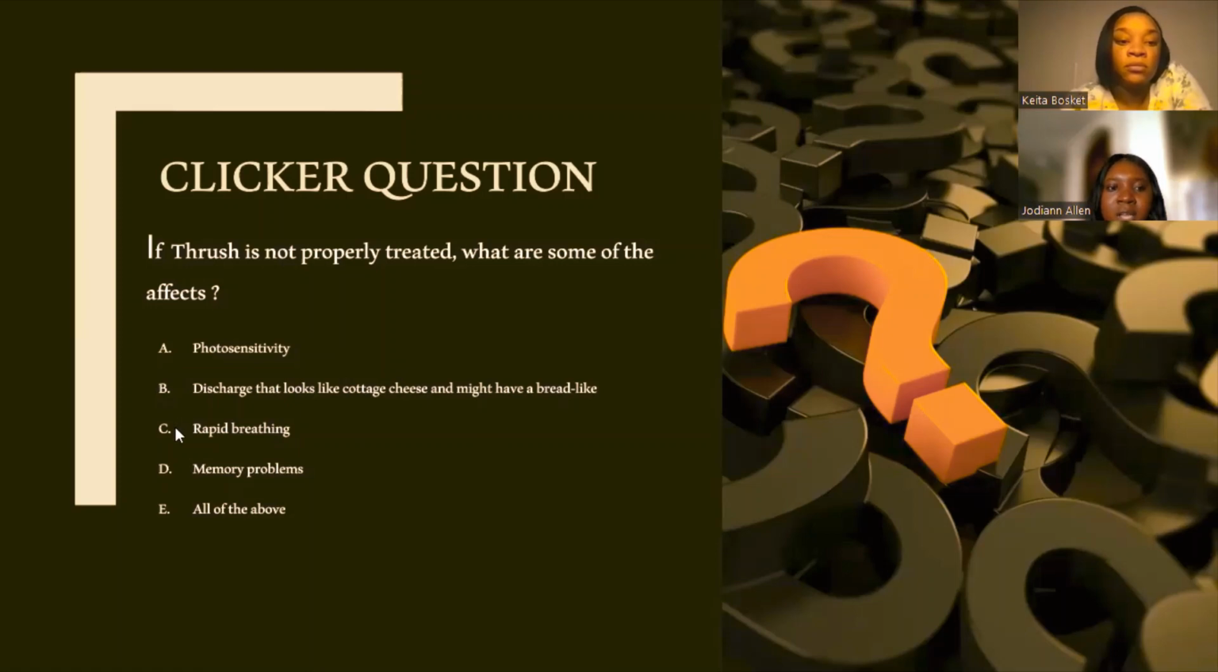And now moving on, answer choice C states rapid breathing, also known as shortness of breath. This is also true. And in answer choice D, thrush can also cause memory problems. So yes, we're going to go ahead and mark off answer choice D. And then we have answer choice E, the last one, all of the above. We say they're true because they are. So the correct answer is answer choice E.